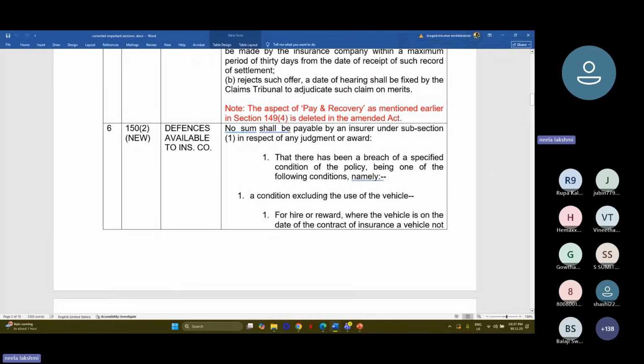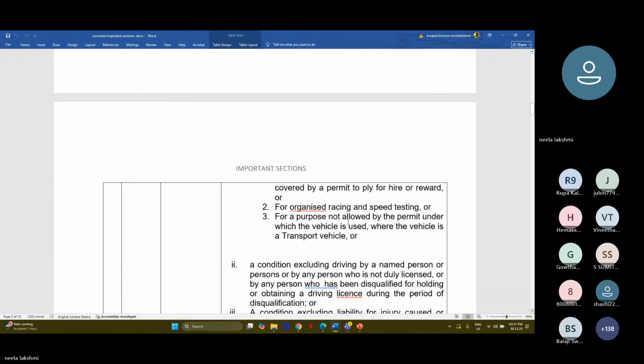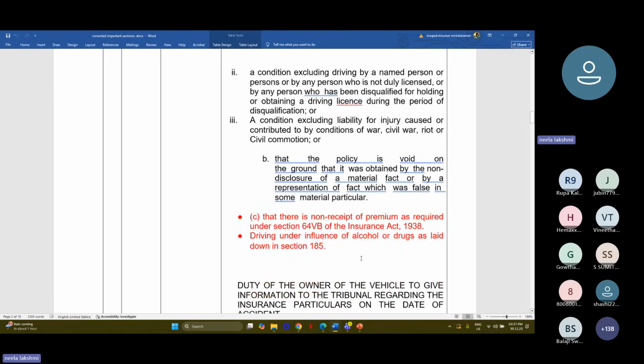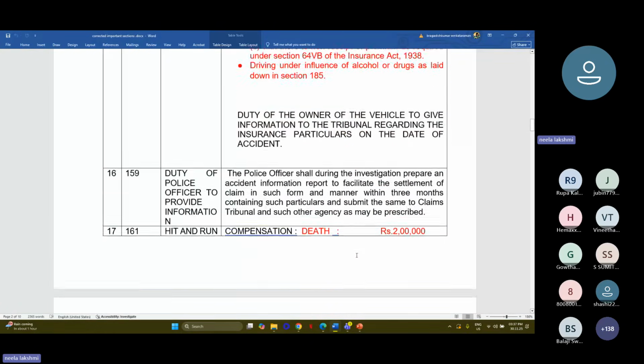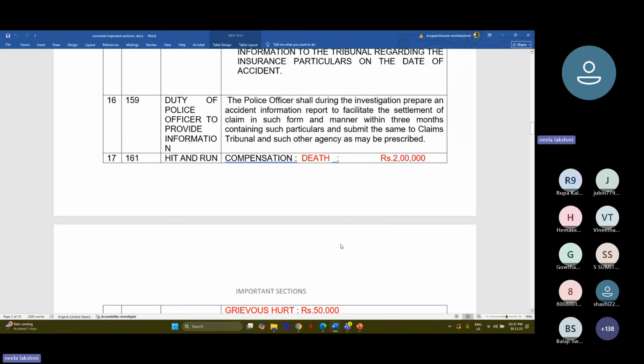This is also a very important section. Only these are the defenses available to the insurance company. All other defenses, whatever we see, negligence and all other aspects, we can put forth before the court. There is no harm in it, but whether the court appreciates it or not depends on how we present it and how the court appreciates it. Next one.